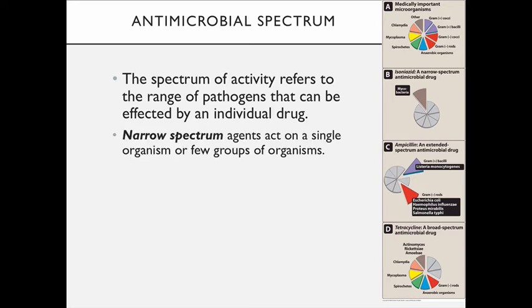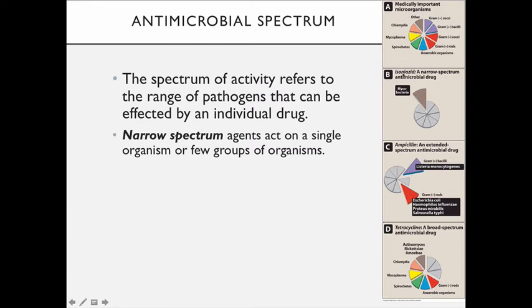So when we think about the spectrum, the terms that are going to be familiar are narrow spectrum, broad spectrum, and extended spectrum. If you look on the side of your slide here, you'll see another visual from the Lippincott book, which I like a lot. And up here in this first box, this is representing medically important microorganisms. You see gram-positive cocci, gram-positive bacilli, gram-negative cocci, etc. So you don't need to memorize this, but just sort of eyeball it, right? So these are our medically important microorganisms.